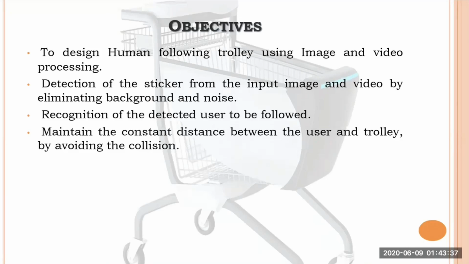This was about the proposed approach and the existing system. Moving further, the objectives or milestones which have to be achieved to solve the problem according to our approach were: first, to design a human following trolley using image and video processing. You might have a question that the design part may not come under your domain. Why have you chosen that as an objective?